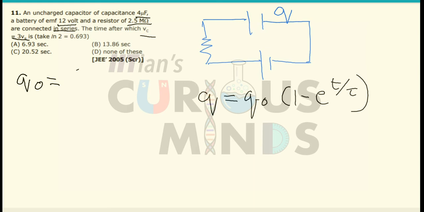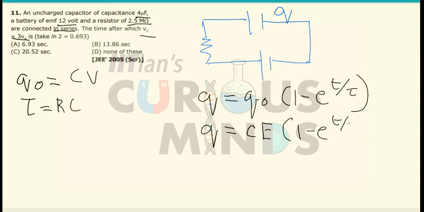It will be equal to C into V, that is the capacitance into the EMF of the battery. Let me write the EMF of the battery as capital E, so Q is equal to C E into 1 minus e raised to minus t divided by capital T. Now capital T, the time constant, is equal to RC. Let this part be as it is.